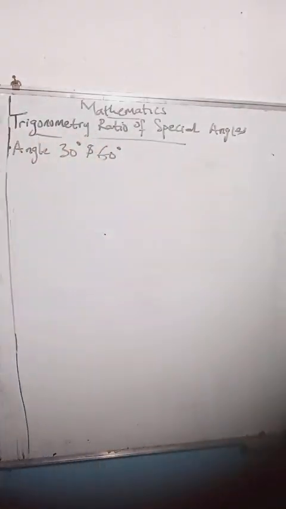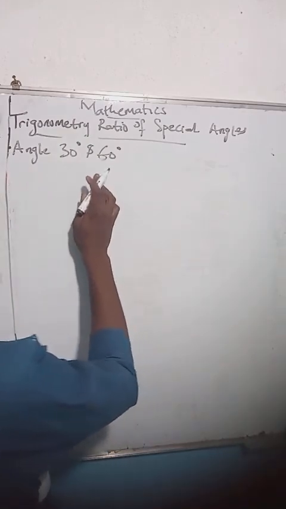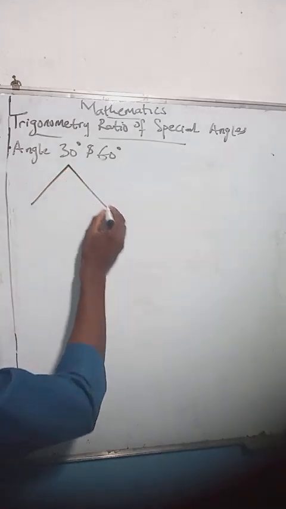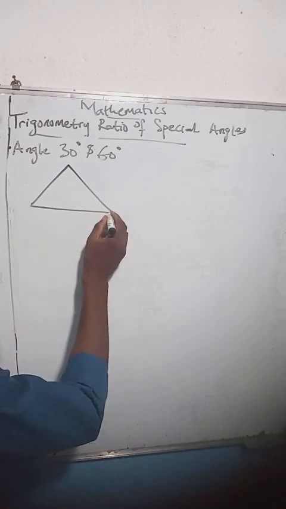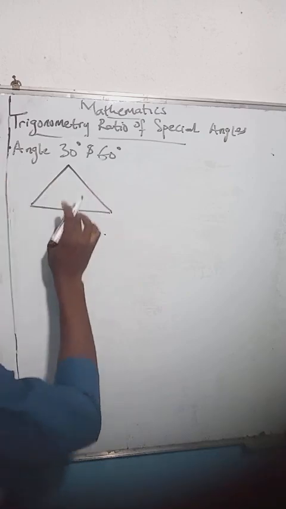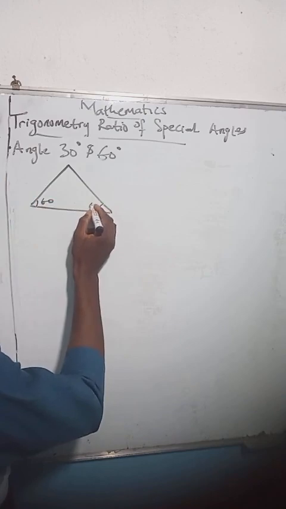Hi everyone, still on trigonometry ratio of special angles. We are to analyze the various ratios of angles 30 and 60 degrees. To do so, we make use of an equilateral triangle, knowing that in an equilateral triangle each side is equal and each angle is 60 degrees.